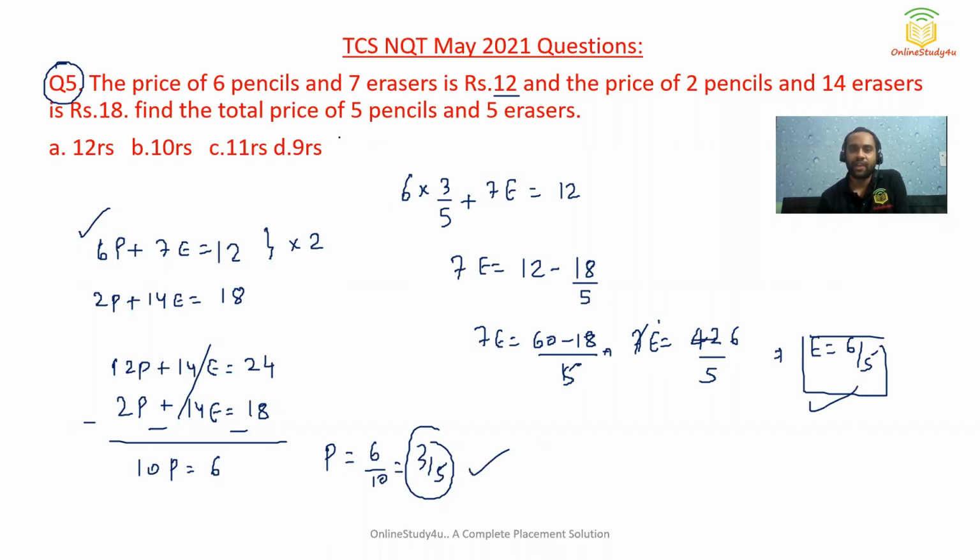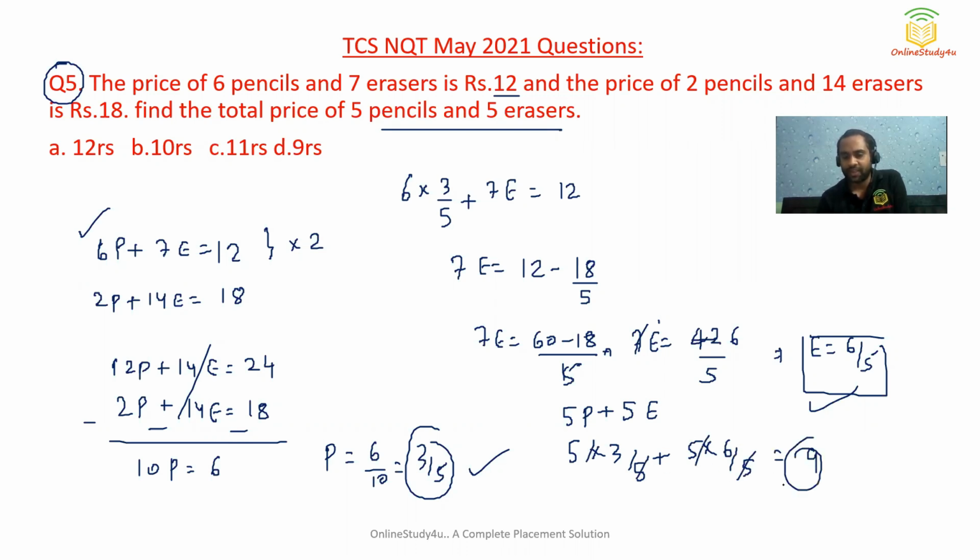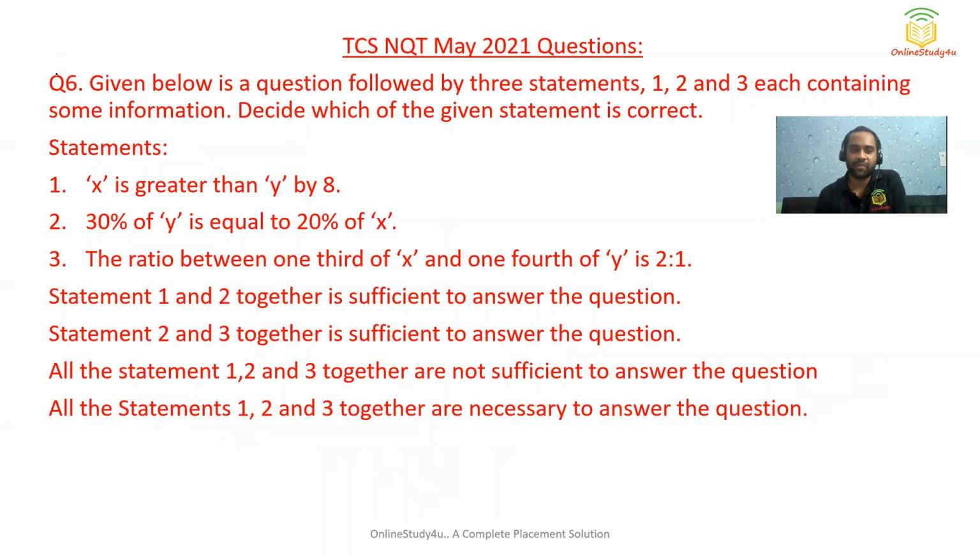Now we have to find out the cost of 5 pencils plus 5 erasers. So 5 into 3 by 5 plus 5 into 6 by 5. 5 and 5 cancel, 5 and 5 cancel. 6 plus 3 will be 9. So 9 rupees. That means option D will be the correct answer for your question number 5. I hope this is clear.